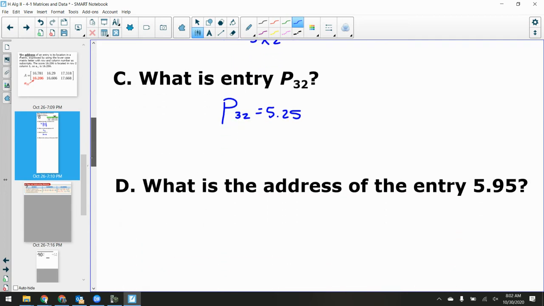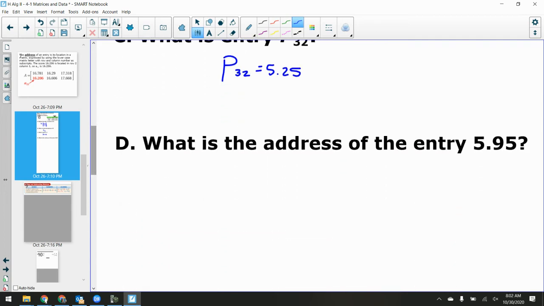All right. What is the address of 5.95? p12. Good. Row 1, column 2. p12.